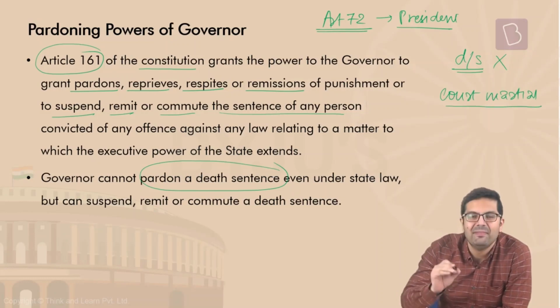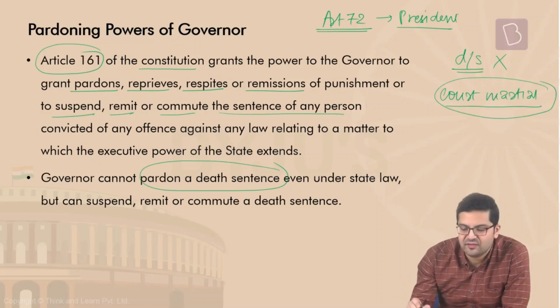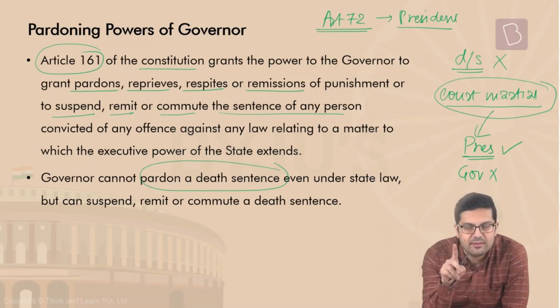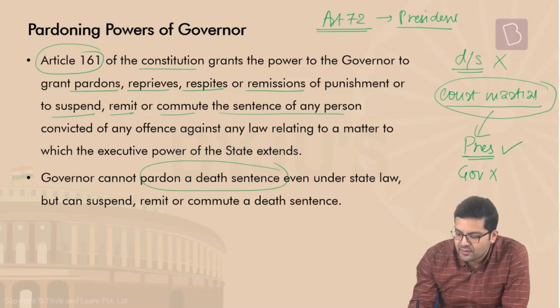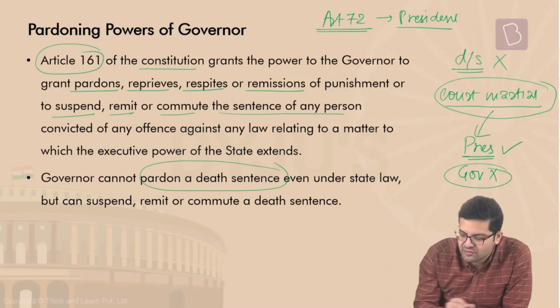What is court martial? Court martial means military court. So only the president can pardon the punishments given by court martials. Only the president and not the governors. These are two differences. Number one, the governor cannot pardon a death sentence. Number two, the governor cannot pardon a punishment given by a court martial or a military court.